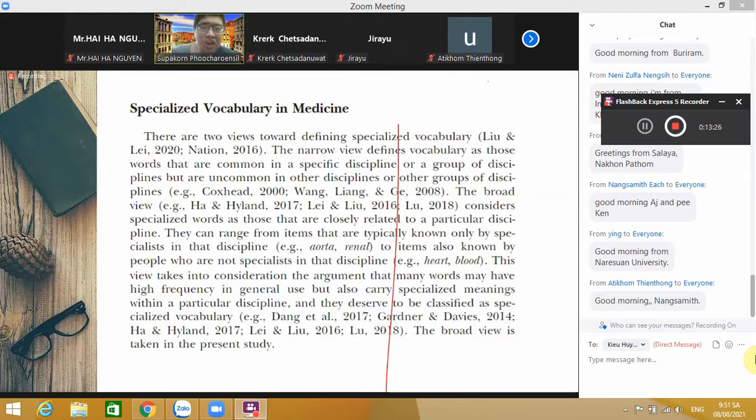So here the writer wants to make sure that there are 2 types of views, right? A narrow one and a broad one. How are they different, and which one are you going to conform to, which one are you going to follow, right?